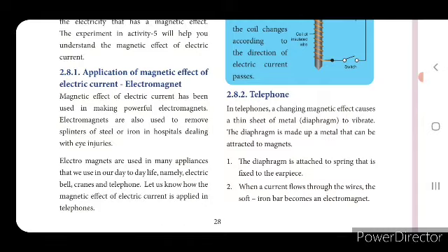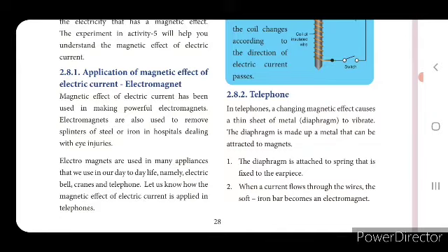The magnetic effect of electric current has been used in making powerful electromagnets. What is meant by an electromagnet is that when electricity is passed through a metal wire or metal strip, the metal will act as a magnet. We call this an electromagnet. Electromagnets are also used to remove splinters of steel or iron in hospitals dealing with eye injuries. Electromagnets are used in many appliances: in electric bells, cranes and also in telephones.